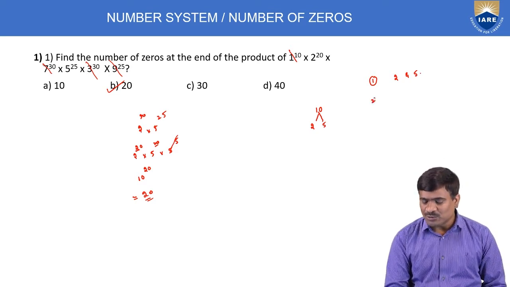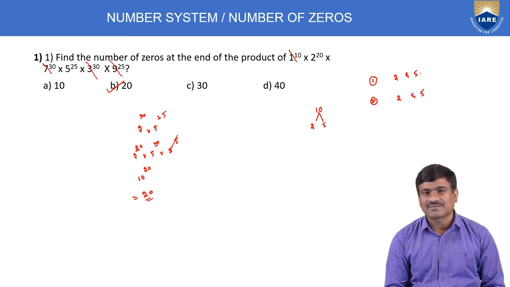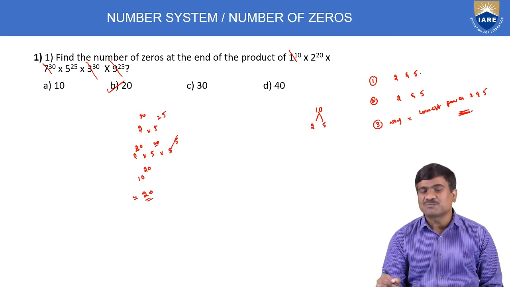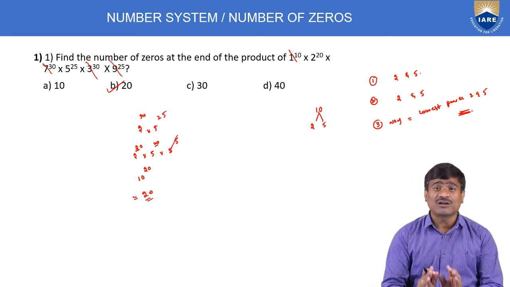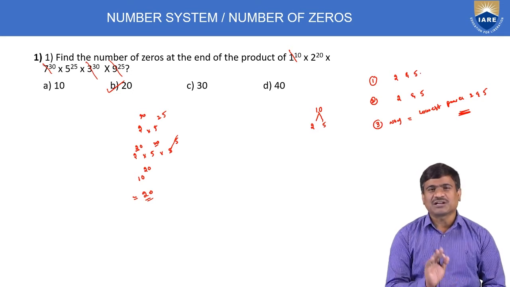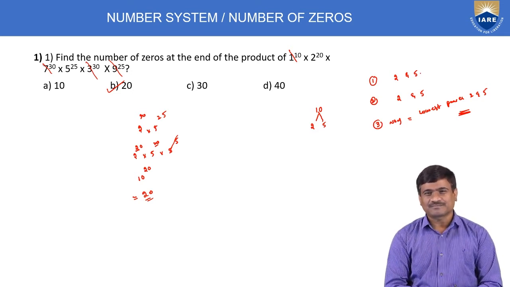Next, second step: count the total number of 2's and the total number of 5's. Step number 3: the number of zeros is equal to the lowest power of 2 and 5. Comparing the powers of 2 and 5, whichever is the lowest power, that is your answer. This is called a shortcut method. When questions on the number of zeros are given, just apply this short procedure.